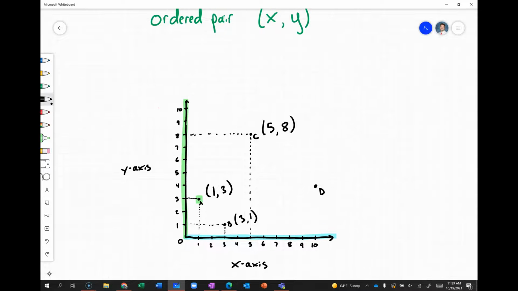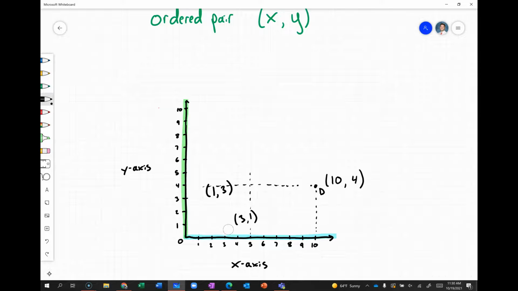Finally, point D, we can see that it's at 10 on the x-axis, and if we follow it all the way to the y-axis, it's at 4. So our ordered pair for D is 10, 4. So that is the ordered pair for each of those points A, B, C, and D. Now let's see if we can go in the other direction. So we'll take an ordered pair and plot that point on our coordinate plane.